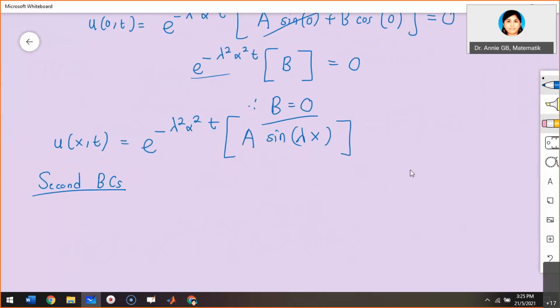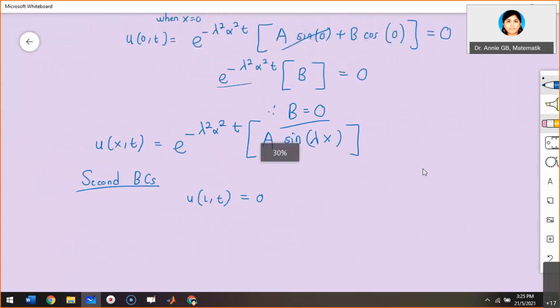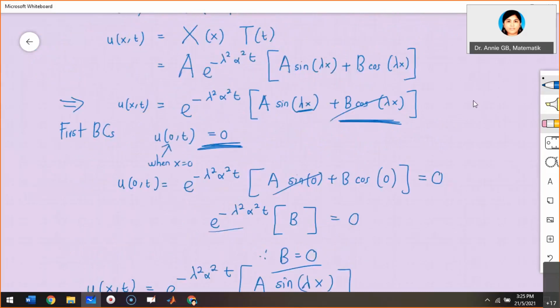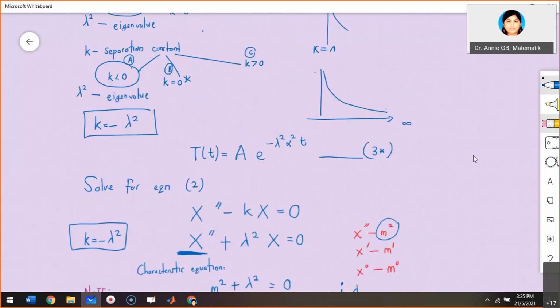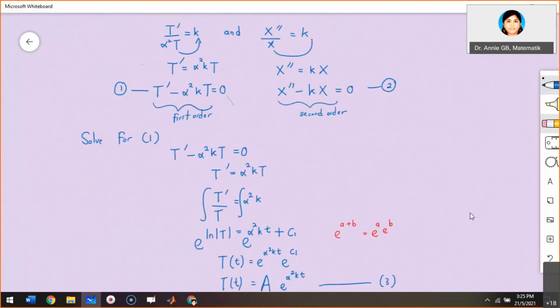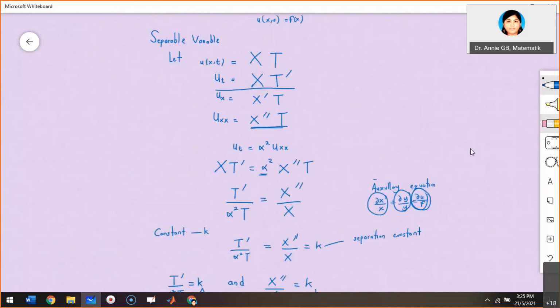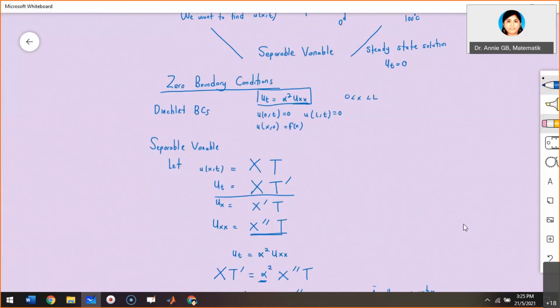Second boundary condition dia kata u(L,t) equals to 0. Kan? You kena tahu boundary condition ni dapat dari mana? So I can just go back up here. I can just show you where I am referring to all this boundary condition. This is my first boundary condition. This is my second boundary condition. Okay, this is my initial condition. Initial condition ni bila t saya sama dengan kosong.